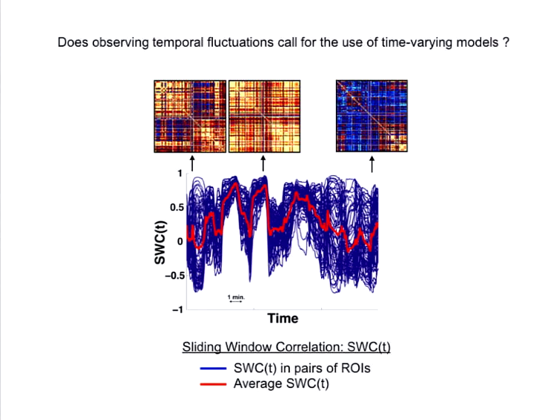In other words, does observing temporal fluctuations call for the use of time-varying models, or models with parameters that are not constant in time? Well, to explore this question, let's use again a toy example and assume this time that we are archers.